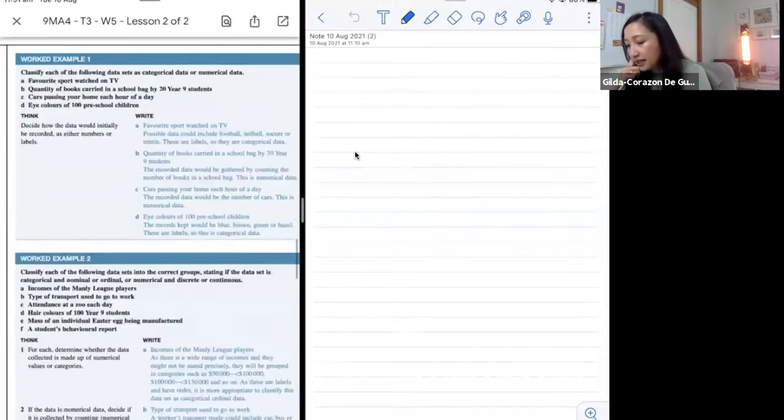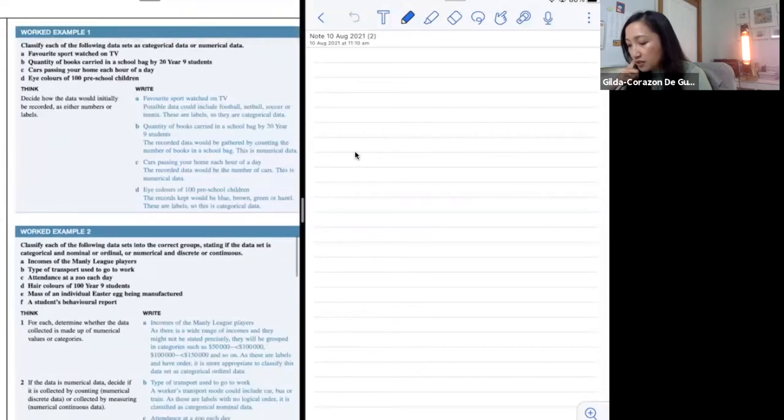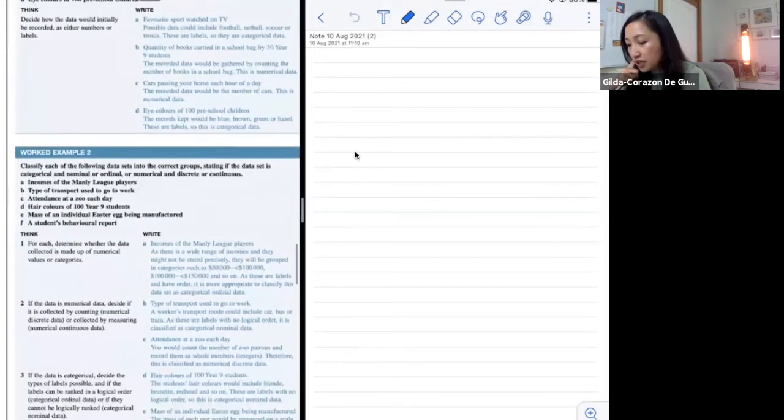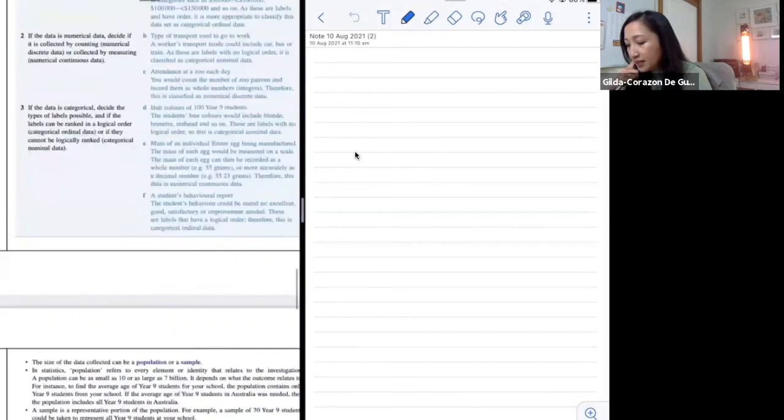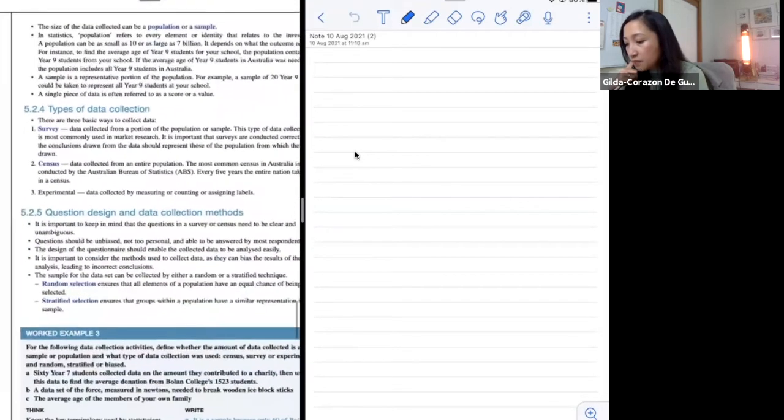Okay, classify each of the following data sets into correct groups, stating the data set as categorical or nominal or ordinal or numerical and discrete or continuous. So similar to the previous question. And you could probably just have a look at the answers there for that question. Okay, let's have a look at these types of data collection.